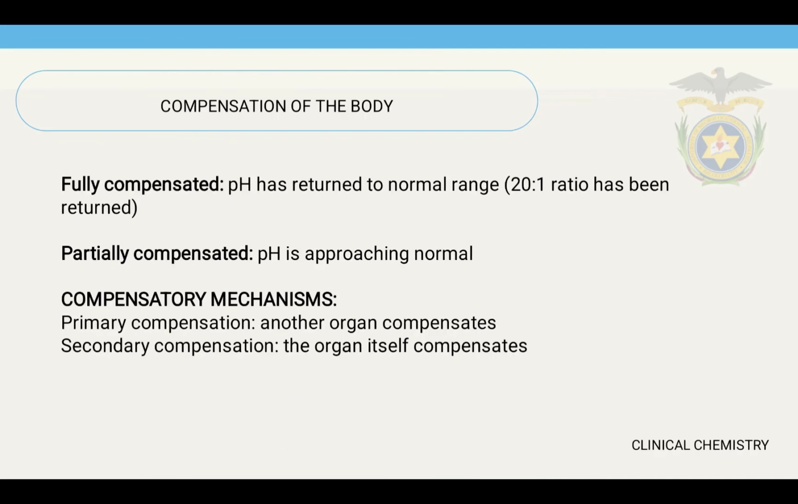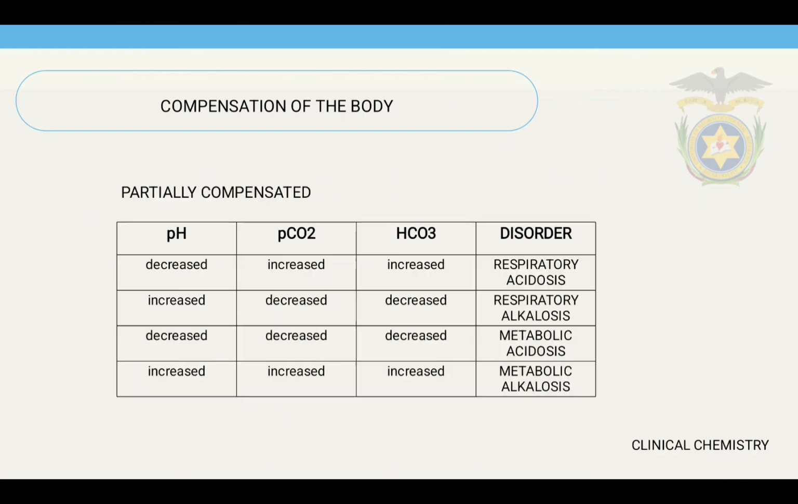It is partially compensated when the pH is approaching normal, but it is fully compensated when the pH has returned to its normal range. Compensatory mechanism can include for your primary, another organ will compensate, while for secondary compensation, the organ itself will compensate. So on this slide, we have several examples of partially compensated disorders.